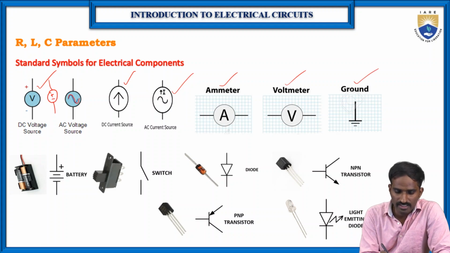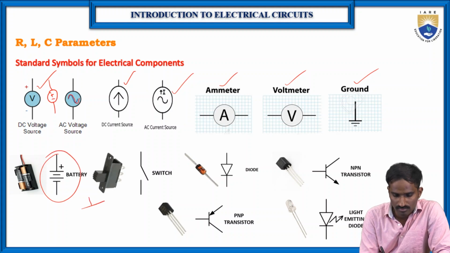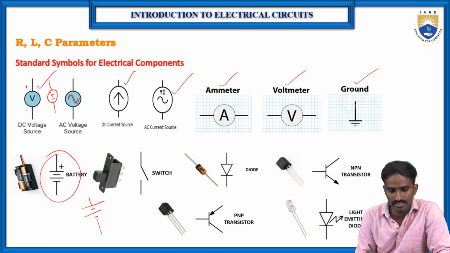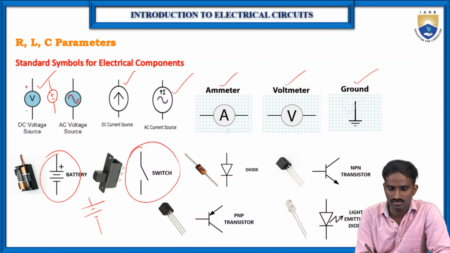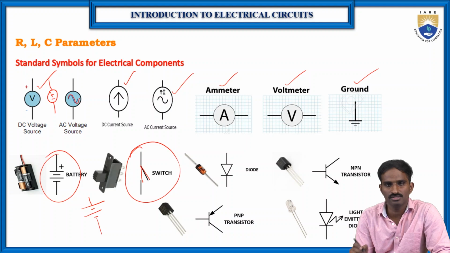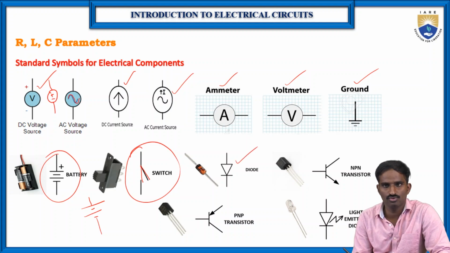And a battery we usually represent like this: one long line and a small plate. So this is the battery representation. This is the switch representation. If you close this, then it is in the on position. If it is open, then it is in the off position. And this is the diode representation, as you know already.